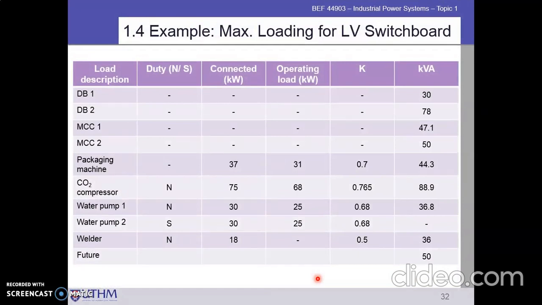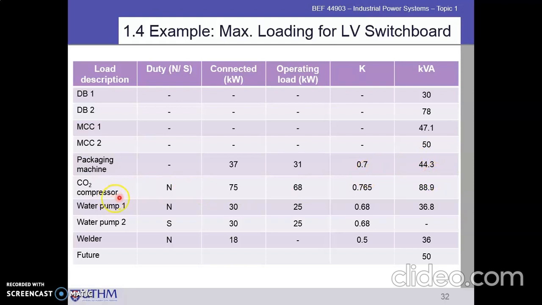This is the example for maximum loading for LV switchboard. So we have DB1, DB2, MCC1, MCC2. This is the kVA, the total load. And then we have packaging machine. Connected load, this one is kilowatt. And then operating, and then this is the K factor, and this is the kVA.